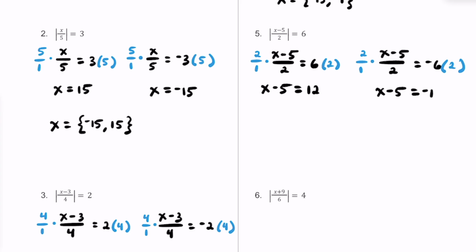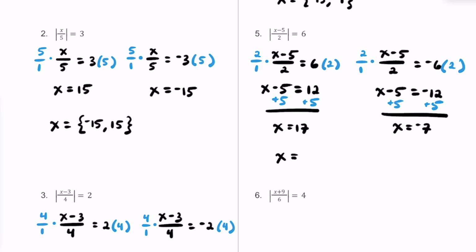To solve each of these one-step equations, the inverse of subtracting 5 is adding 5. So let's go ahead and add 5 to both sides of the equations. And if we go ahead and do that, we're going to get x is equal to 17, and we're going to get that x is equal to -7. So we do have two solutions. In one case, x would equal -7. In another case, x would equal +17.